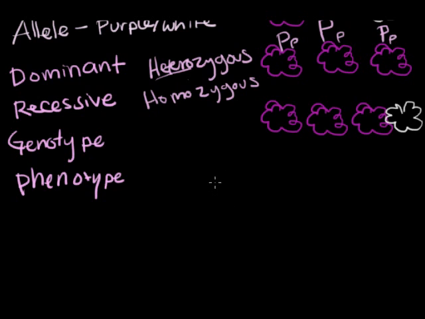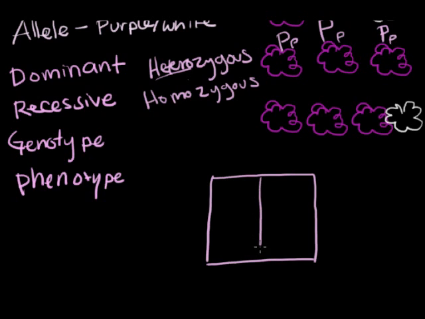So to organize this, we make a Punnett square, which is just a way of organizing our thoughts, right? We put one parent across the top and one parent on the side. So let's just put this one on the top. This one could donate a large P, or it could donate a small P, the purple gene or the white gene. And this one could do the same. It could donate the dominant purple trait, or it could pass on the small recessive white allele. And because this is random, it's just a 50-50 chance.